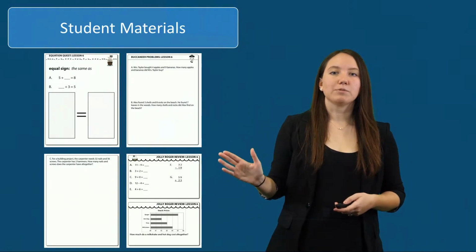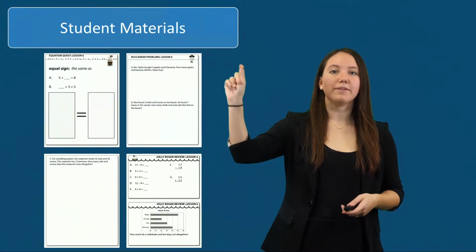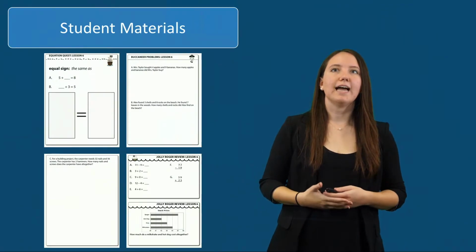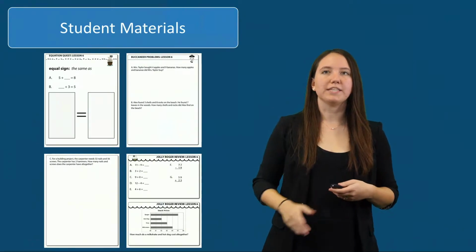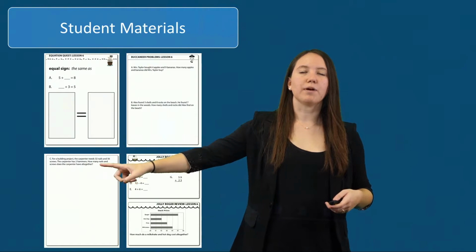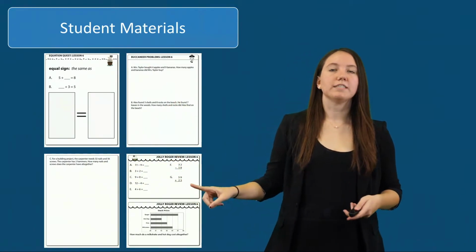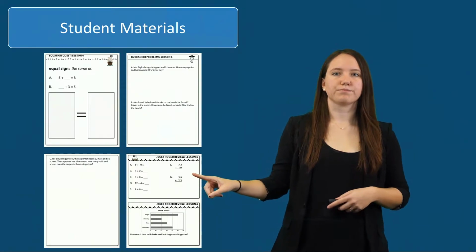Teachers should print out these worksheets, this packet, ahead of time, double-sided and stapled in the top left-hand corner. And as I mentioned, each packet includes 4 pages. Page 1 is Equation Quest. Page 2 and 3 are the Buccaneer Problems, which are 3 problems, A, B, and C. And page 4 is always the Jolly Roger Review.